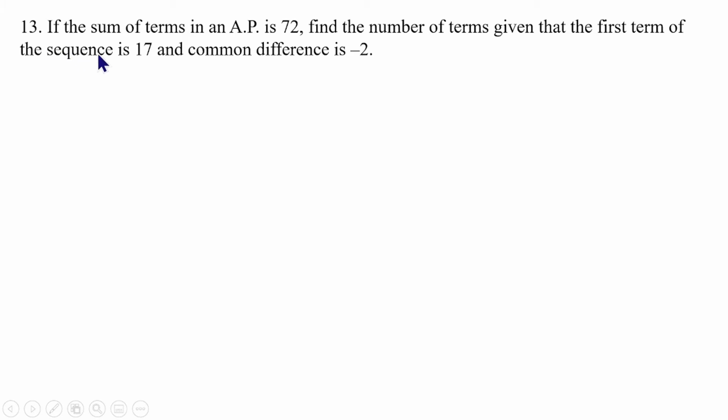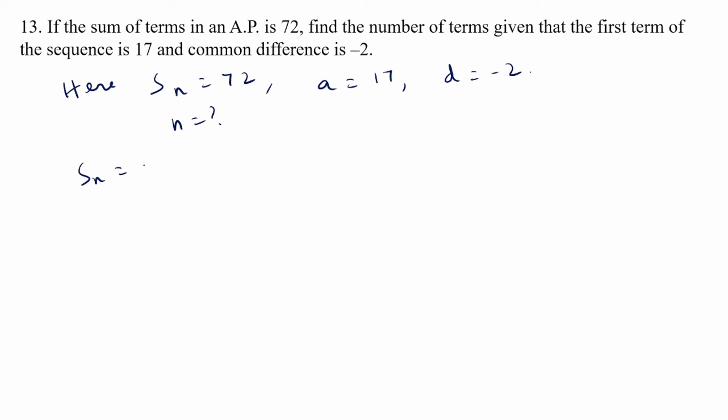The next question: if the sum of terms in an AP is 72, find the number of terms given that the first term of the sequence is 17 and common difference is -2. So here the sum of the terms is given as 72, first term is 17 and common difference is -2. We need to find n. So using Sn is equal to n by 2 into (2a plus (n minus 1) into d). When we substitute each of these, we can find n.